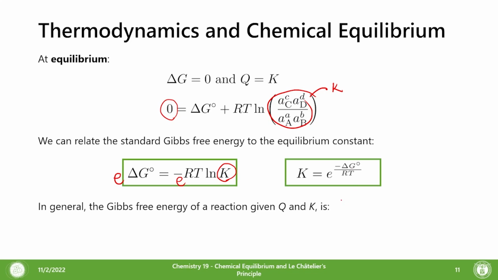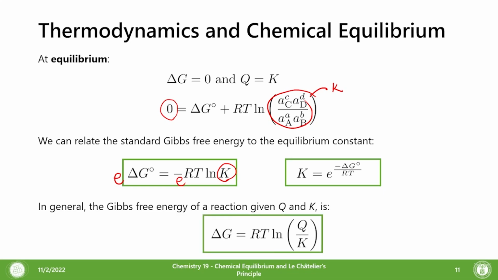Okay, so in general, the Gibbs free energy of a reaction given Q and K is delta G is equal to RT ln Q over K. So the ratio between Q and K can give us the Gibbs free energy of a certain state for the reaction.